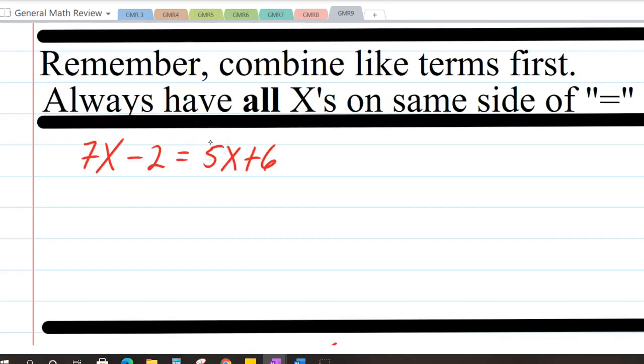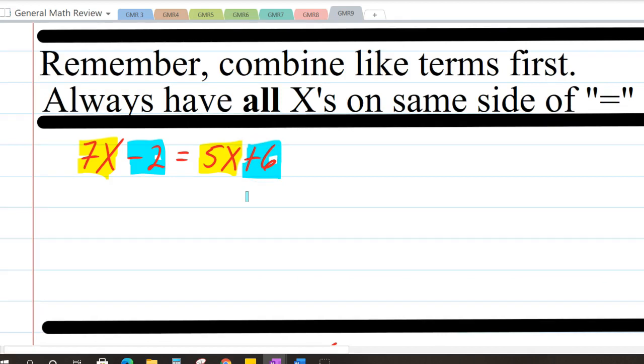Remember, we always try to combine like terms first. And we always have to have all the x's on the same side of the equal sign. So that's what we're going to do here. We're going to start by combining our like terms with the x's. I have a 5x on one side. I have a 7x on the other side. I need to combine those on the same side. Similarly, I have a negative 2 on the left-hand side, and I have a positive 6 on the right-hand side. I need to combine those onto one side.